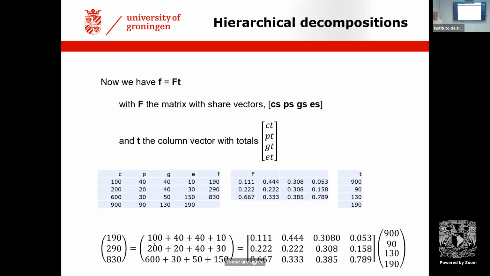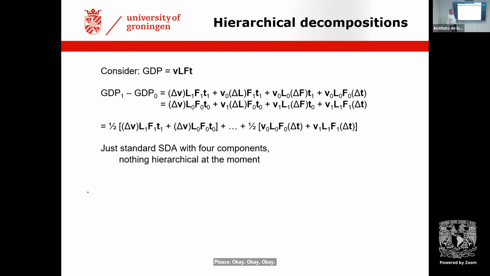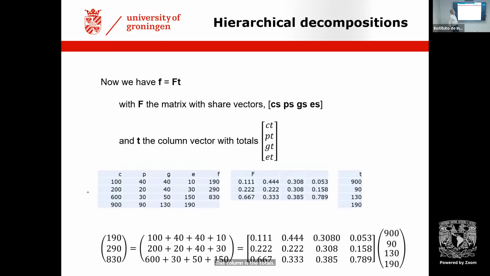What is the last column? This one, 90, 900. Look here, look here. This column is the totals. Oh. If we agree.